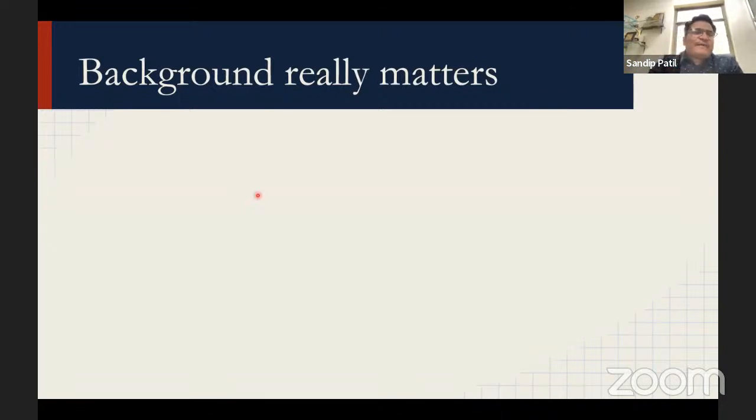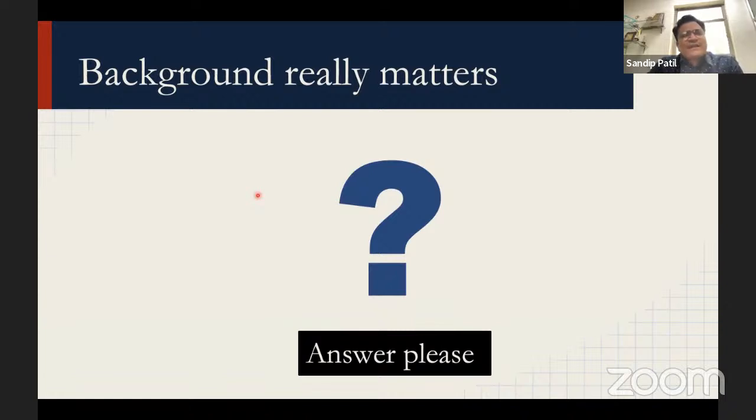These are the questions that are always asked by people, or maybe the students. And there are many examples in the world, and a few of them we can see in India itself. So does background really matter?